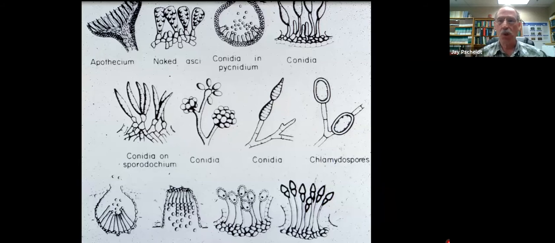The fungal world is quite diverse. There's lots of different structures they produce, lots of different spore types and shapes. One fungus might produce lots of different kinds of spores, as it turns out. And this is where a lot of this morphology is how we've named them in the past. There's more molecular ways of naming them these days, but that's what's going on.